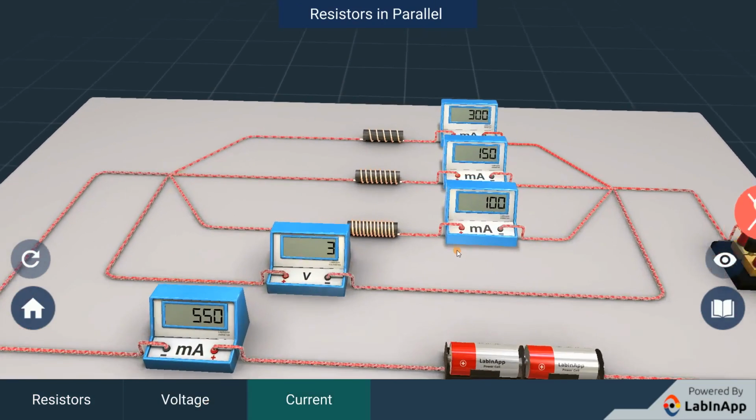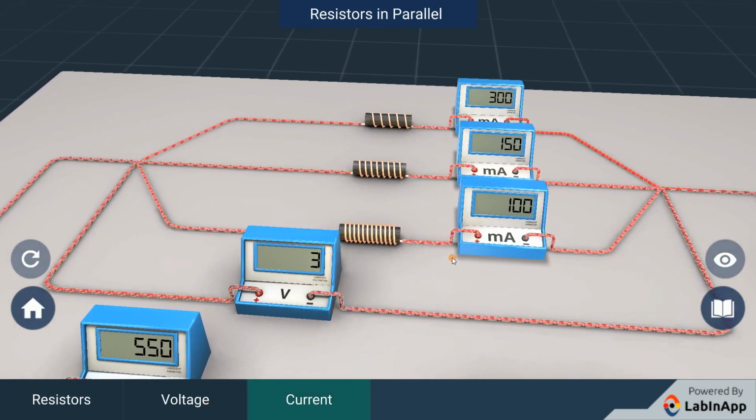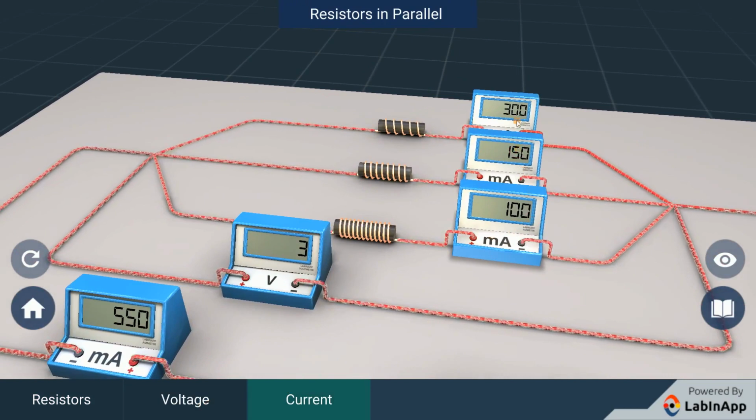When we closely observe it, we can see that the total current through the parallel combination of resistors is equal to the sum of currents through each resistor.